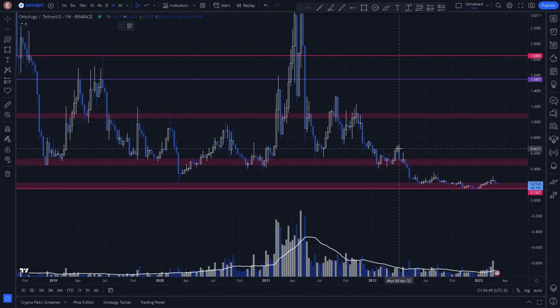Let's go ahead and plot a key level right here. Now what do we notice? We see multiple reactions acting as support and resistance. We see resistance and support. We see support and resistance.